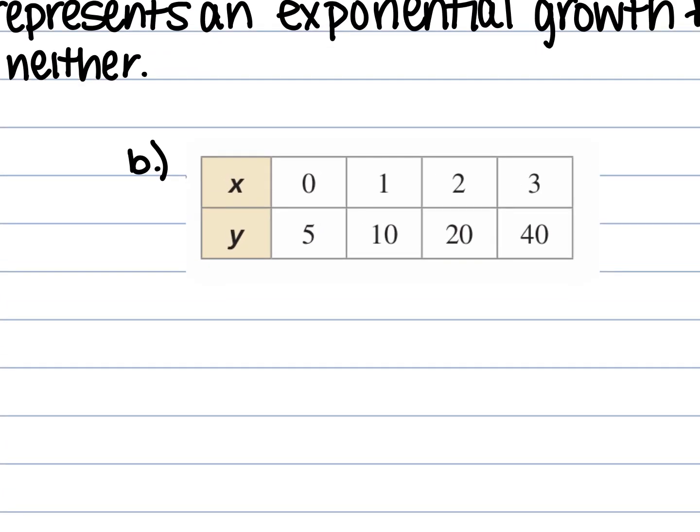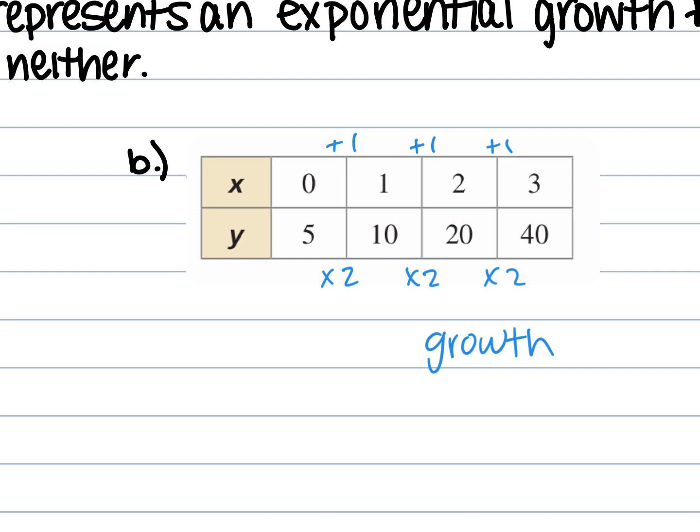What are my x values doing? They're adding by 1, going up by 1, going up by 1. What are my y values doing? They're being multiplied by 2. Good, Sansia. So if they're being multiplied by 2, exponential growth or exponential decay? This one's growth. Easy? Yeah. Good.